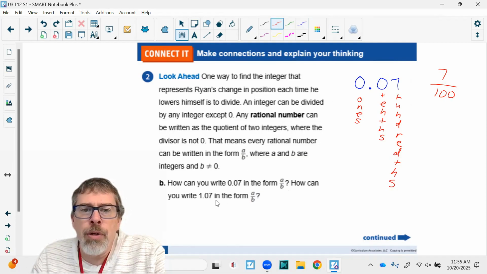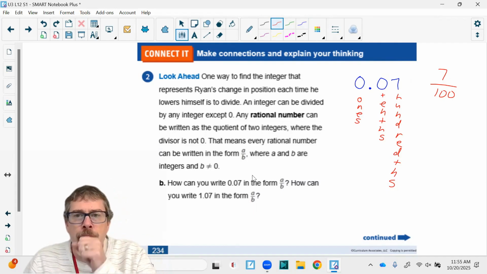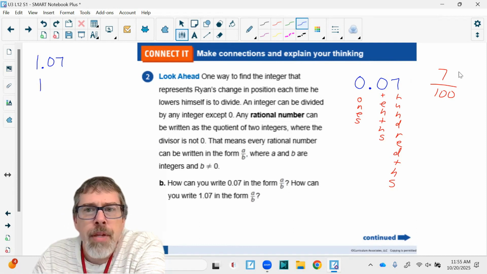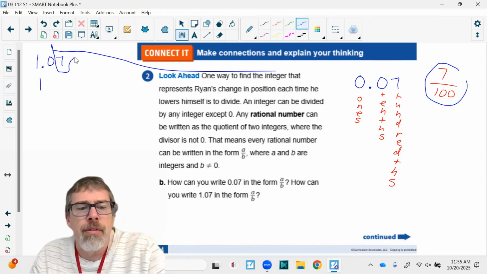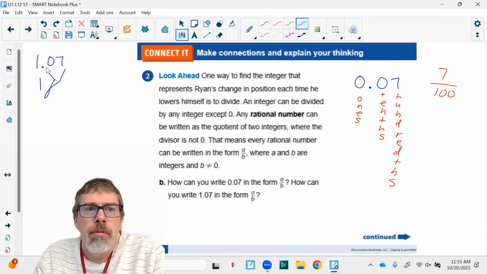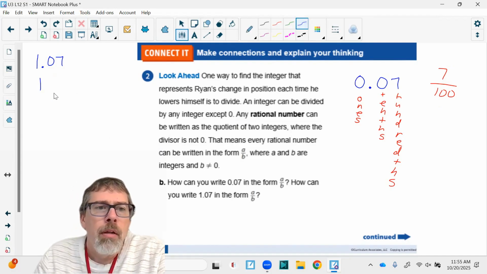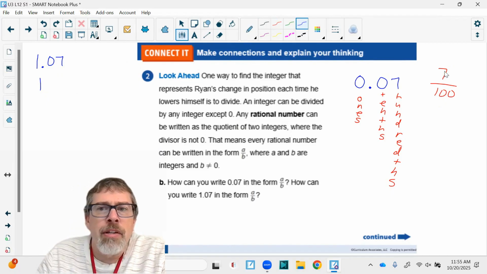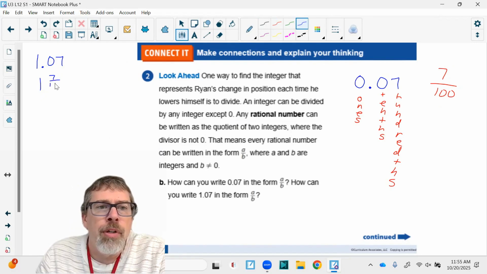Then it says, how can you write 1.07 in the form of a over b? Let's do this over here. 1.07. Well, if I put this 1 down as an integer, and 0.07 is 7/100ths. What's going on here? My pen's malfunctioning. So 1.07, see, I got distracted. 1.07 is the 0.07 portion, or 7/100ths, is 1 and 7/100ths.